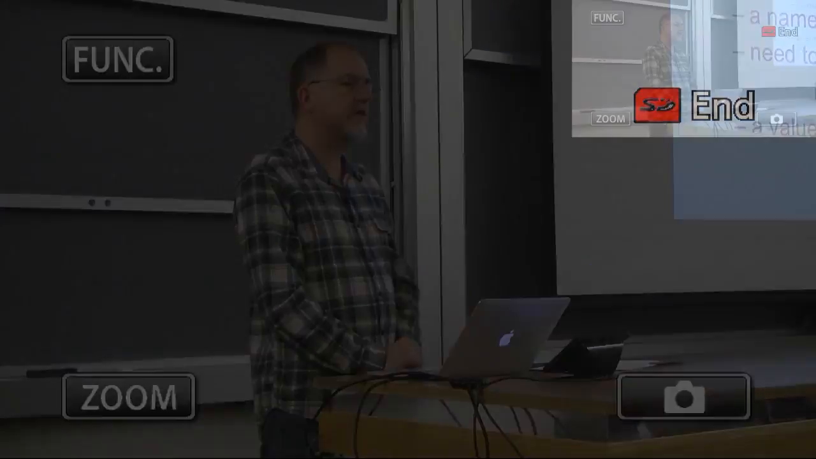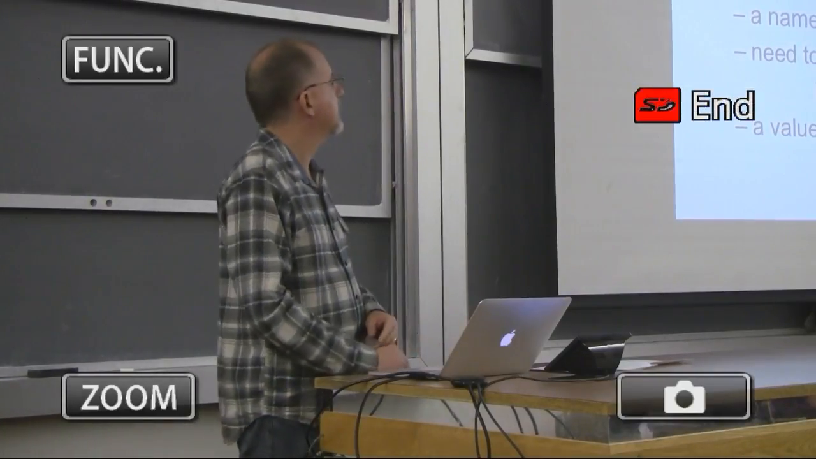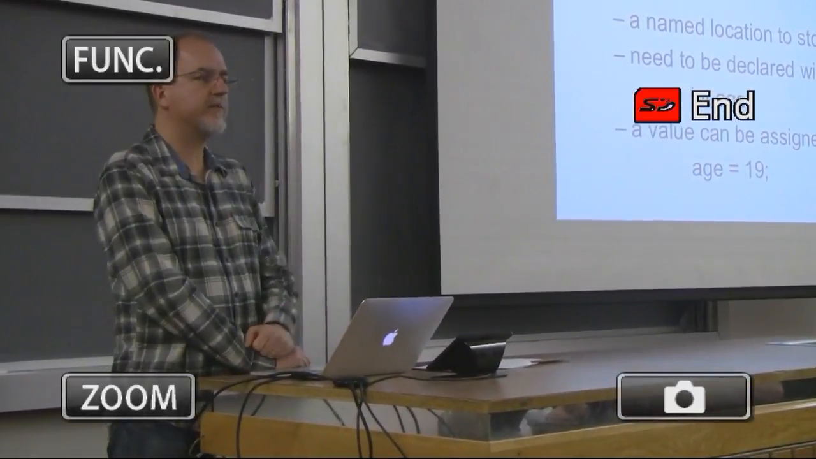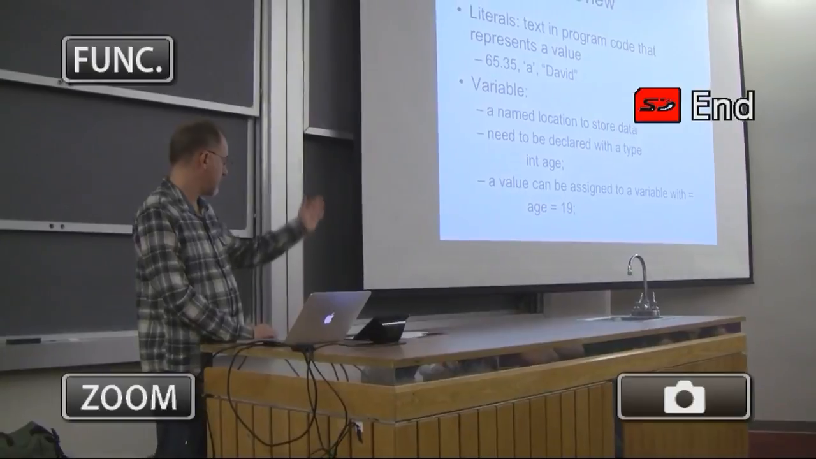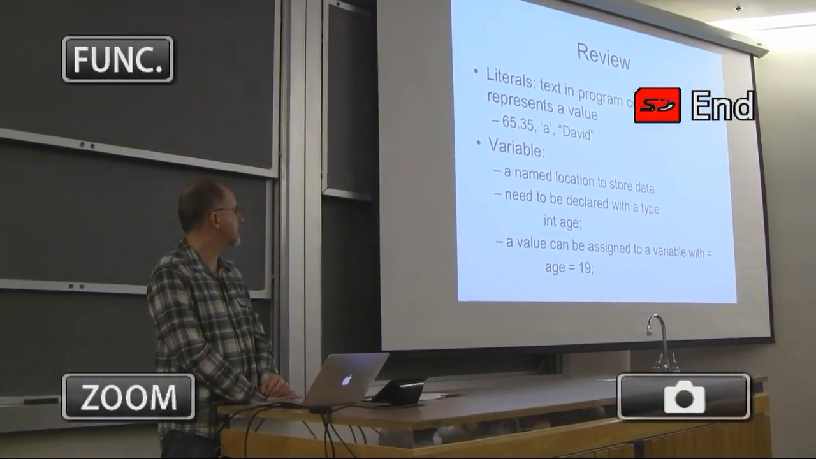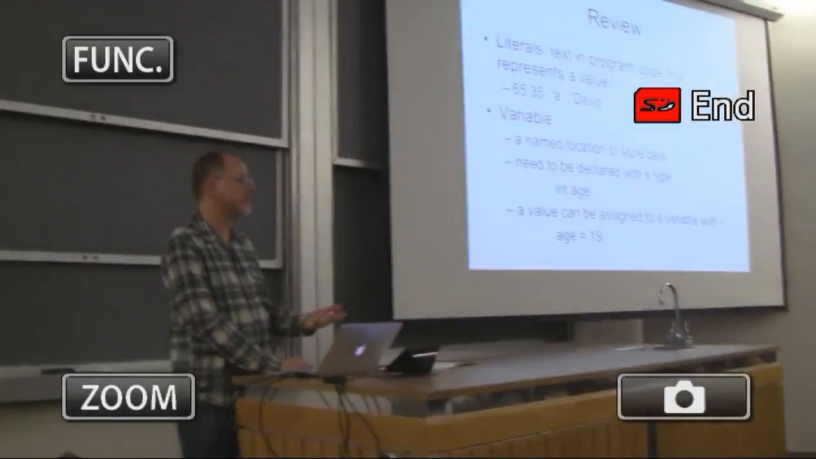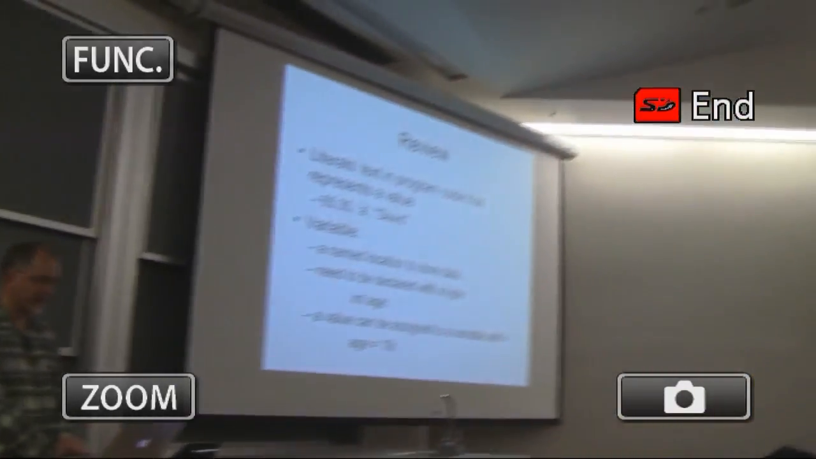More importantly than literals in some ways, you have a variable, which is a named location to store data. It needs to be declared with a type, so once it's declared, it stays that type. So for example, we have int age. In that case, age is always an integer, a number without a fractional part. And you can do things with variables. You can put new values into them, and you can evaluate what value is stored inside the variable.